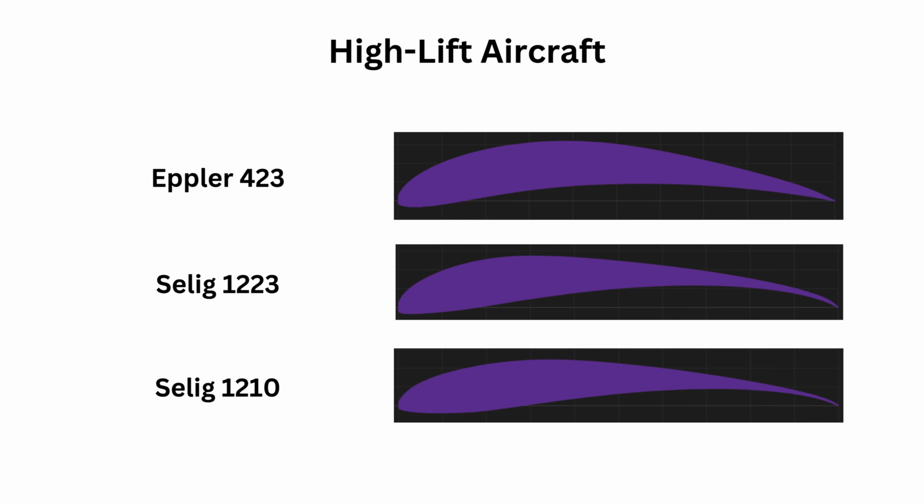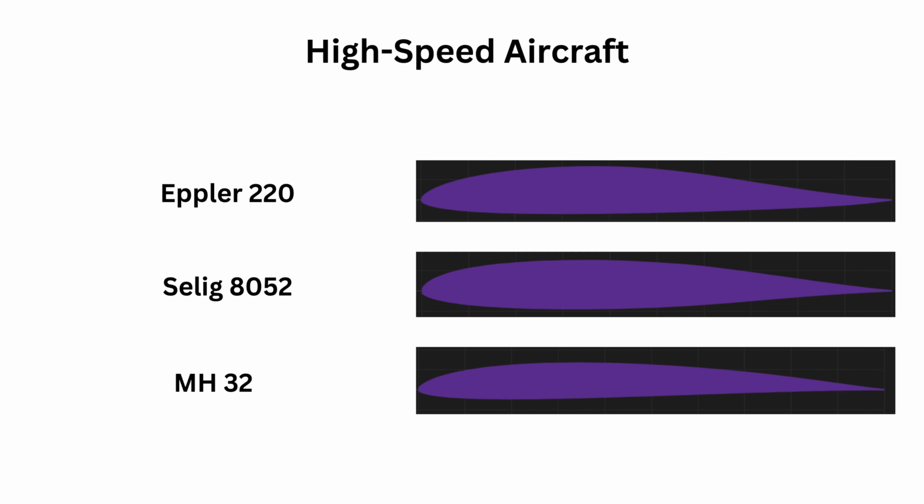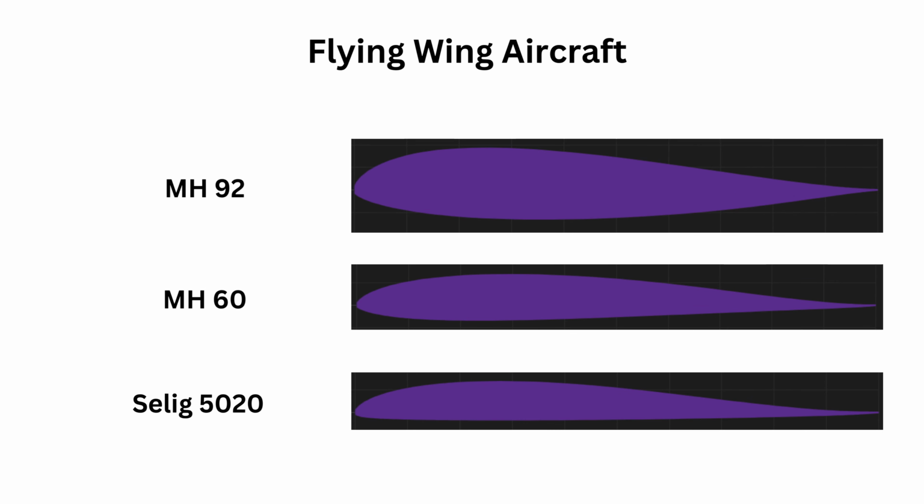Although these airfoils generate high lift efficiently, they also generate high drag, which will limit the maximum speed of the aircraft. For high-speed aircraft, we need to look at less cambered airfoils, which reduce the minimum drag coefficient, allowing the aircraft to reach higher top speeds. Examples are the Epler 220, MH32, MH18, and Selig 8052. Notice that these are subsonic airfoils. Aircraft flying at transonic speeds, or about 80% of the speed of sound or faster, need to use airfoils that are specialized for these conditions.